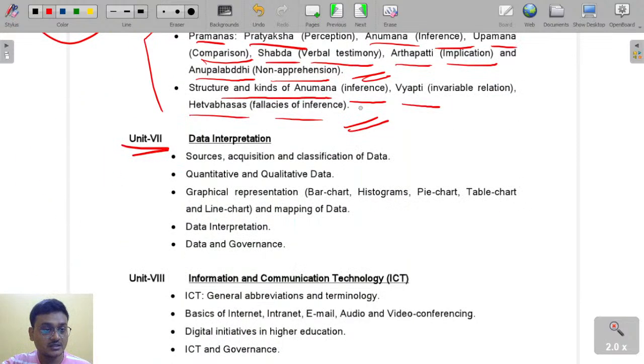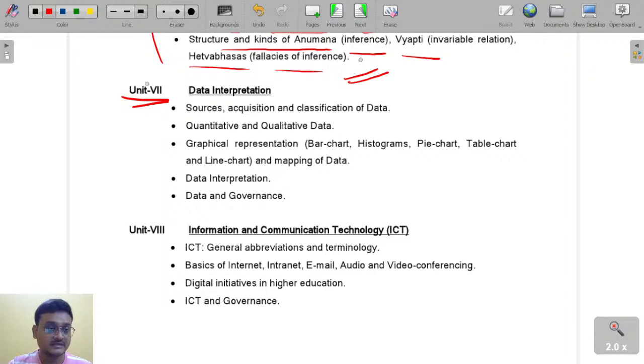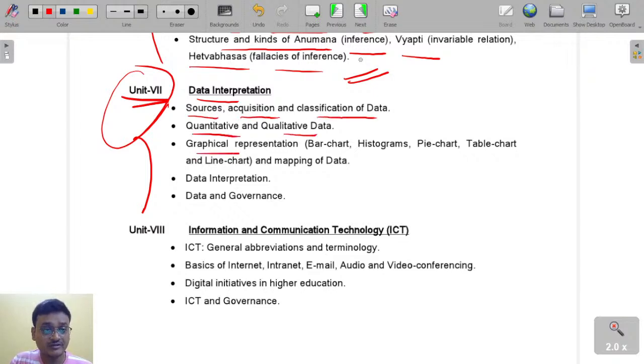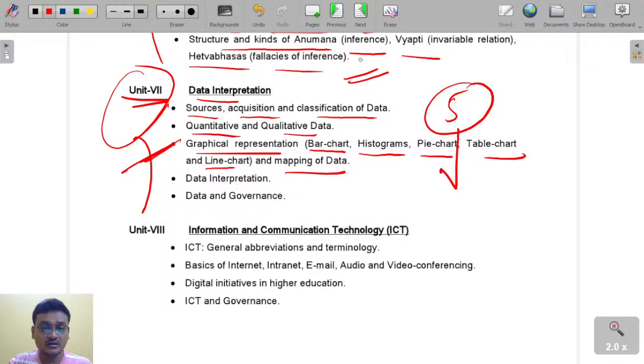Then what will be in unit 7? Data interpretation. There will be sources, acquisition and classification of data, quantitative and qualitative data. Mostly graphical representation: bar chart, histogram, pie chart, table chart and line chart, and mapping of data. Here you will get a total of 5 questions of 10 marks. That is also compulsory.